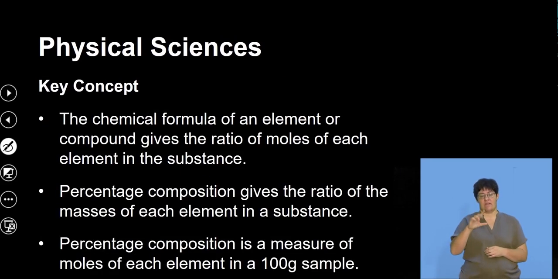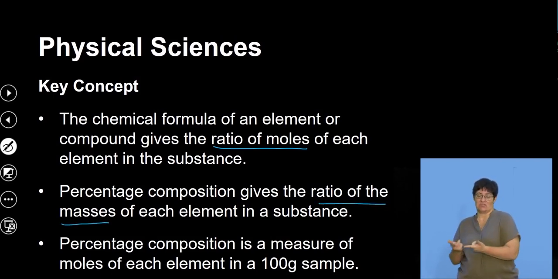So that's all about chemical composition, but it also tells us that the chemical formula of an element or compound gives the ratio of moles of the elements that make up a substance. We've driven that point home. Percentage composition gives the ratio of masses, expressed as a percentage, and it is also a measure of the moles of element for every 100 gram sample. I hope it makes a lot of sense for now.